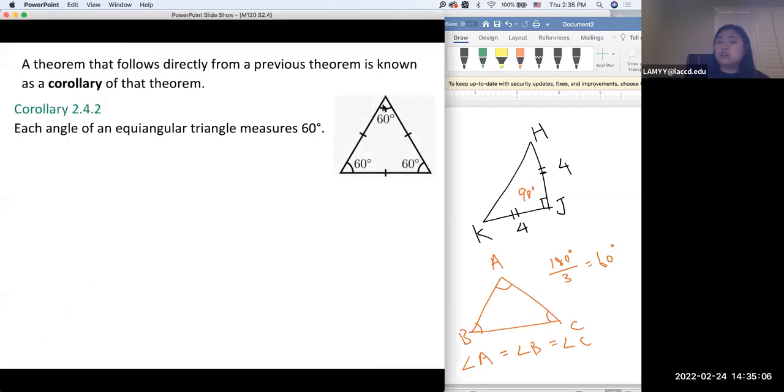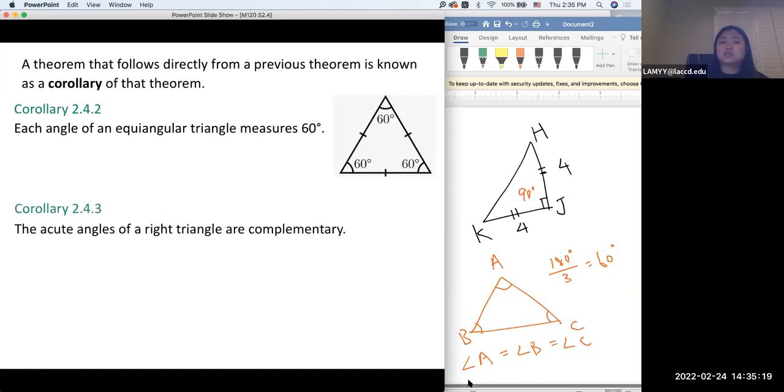And when you have an equiangular triangle, it's also equilateral. The 3 sides are equal to each other. For a triangle, equiangular means equilateral. They have the same angles, so they have equal measures for the sides.